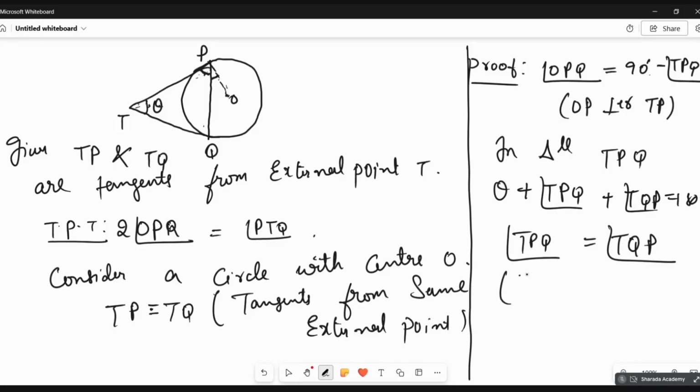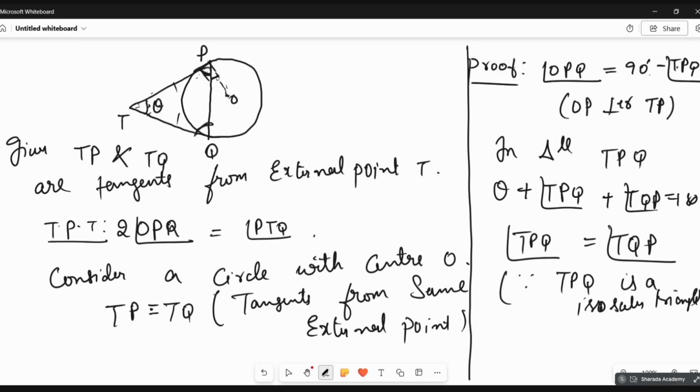And TPQ is equal to TQP. Why? Because TPQ is an isosceles triangle. Why isosceles triangle? TP and TQ are tangents from an external point, they are equal, we know from the theorem. So TPQ is an isosceles triangle. Therefore these two angles TPQ and TQP will be equal. Now I know this angle is equal to 90 minus this.